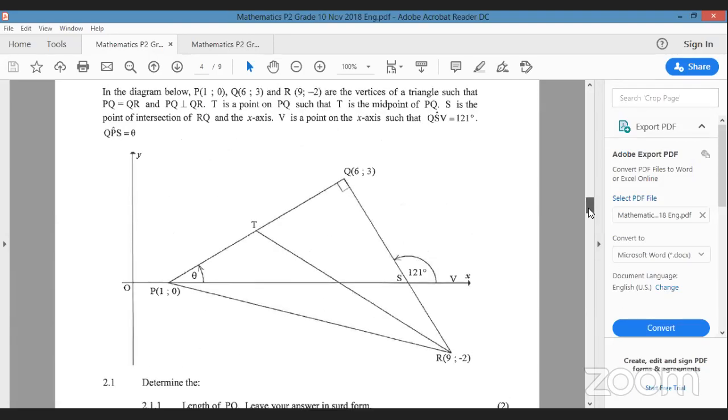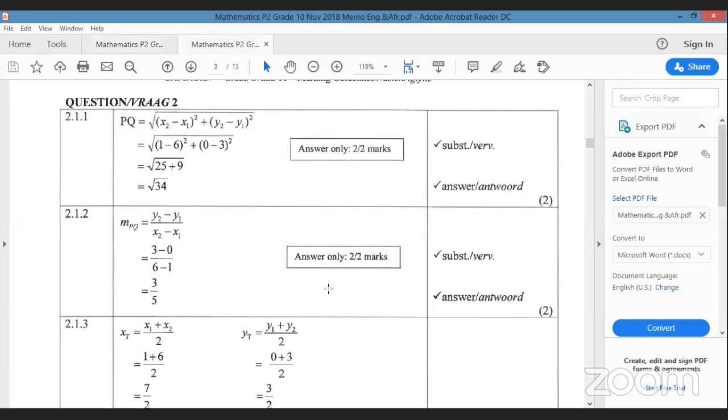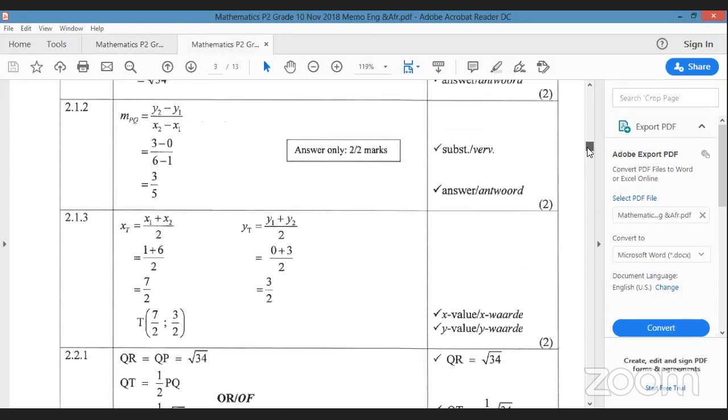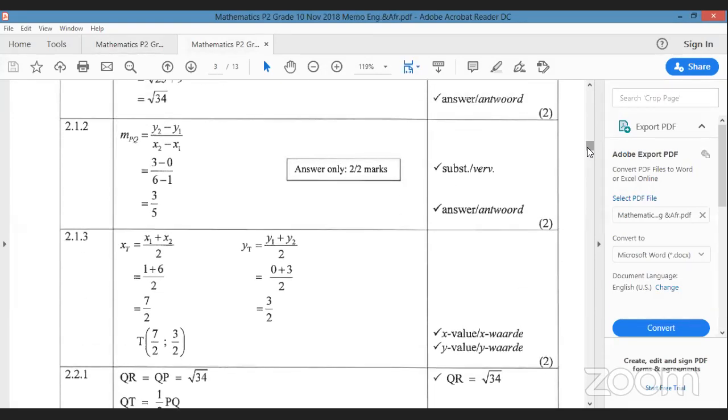Now, if we look at the coordinates of t, we were told that it's a midpoint of PQ. Can you see t is here? And we're told that it's a midpoint of PQ, right? So basically here, guys, you need to understand the midpoint of PQ. When you calculate your midpoint, you need to know your midpoint formula by now, guys, right? You need to know your midpoint formula.